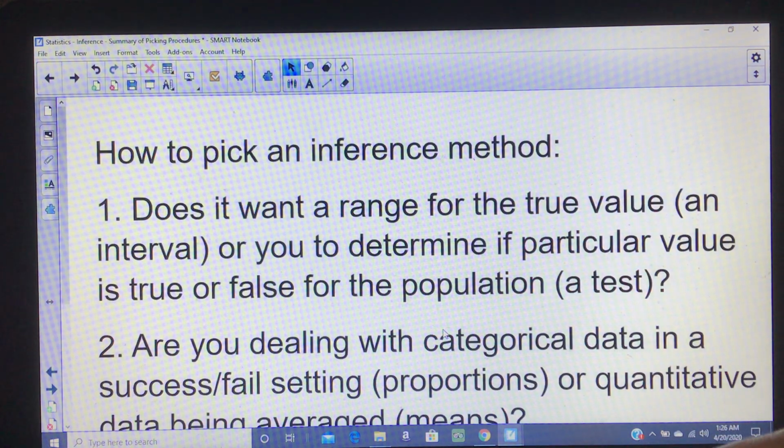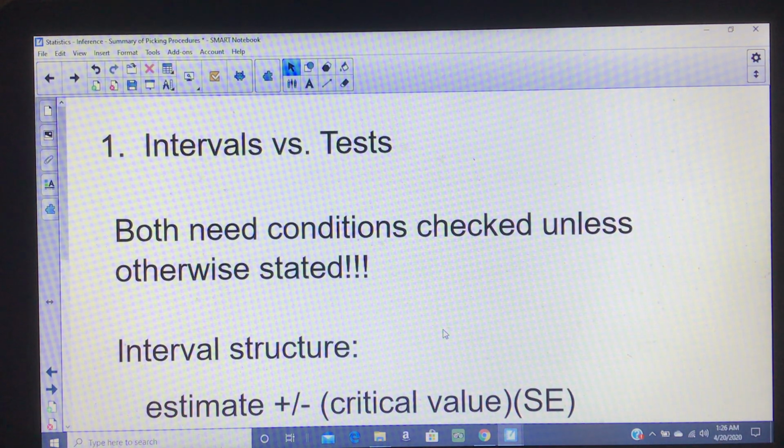All right, so let's look at each one in detail. The first one, intervals versus tests. So beware that both of these on the AP exam need the conditions checked unless they otherwise state it. Now, when they otherwise state it, sometimes they want to shorten a question and they don't want you going through the conditions check. If they don't want you to go through the conditions check, they'll state it in some way. But if you don't see anything excusing you from checking the conditions, you need to check all of the necessary conditions, whether it's a confidence interval or a hypothesis test.